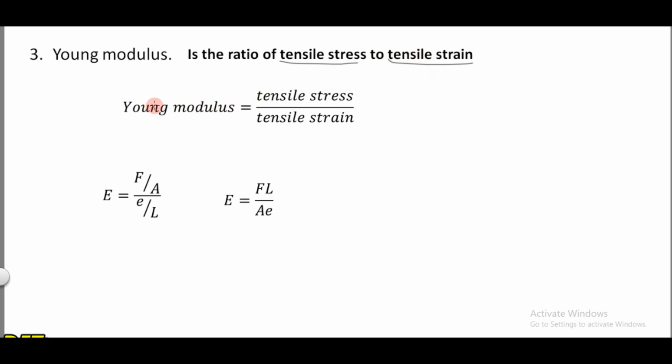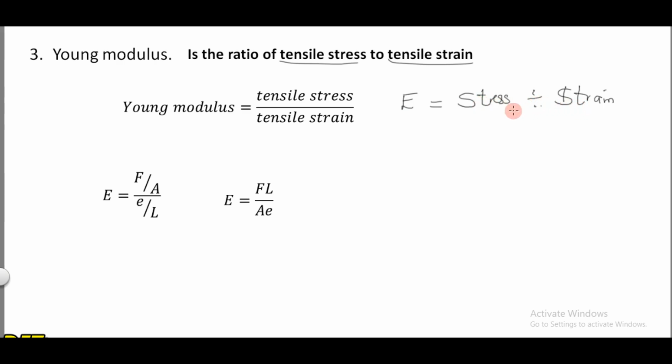So if I ask you, what is Young modulus? Young modulus can be defined as the ratio of the tensile stress to tensile strain, or defined as tensile stress over tensile strain. So this is very simple and straightforward. If I represent Young modulus as E, Young modulus is equal to the tensile stress divided by the tensile strain.